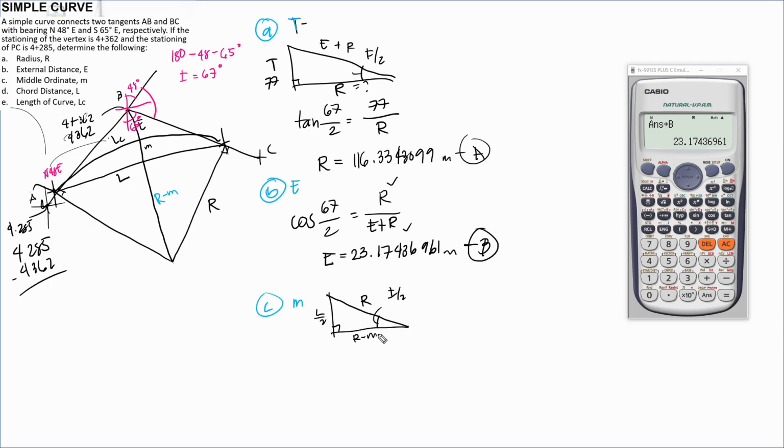And then, ayun, pwede natin gamitin again, si cosine na lang din. Cosine SOHCAHTOA. Ayun, as adjacent over hypotenuse. So, 67 over 2 is equals to adjacent R minus M over R. Again, alam na natin si R. Solve na natin by shift solve si M. So, simple lang siya. We have cosine 67 over 2 is equals to A minus unknown X over A. Shift solve. 116, yung A natin, yung radius. And then solve for X, 19.32477826 meters. So, store natin siya kay C. Although, hindi naman natin siya gagamitin.